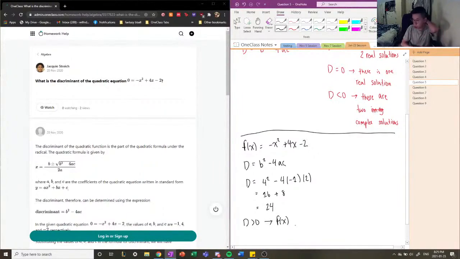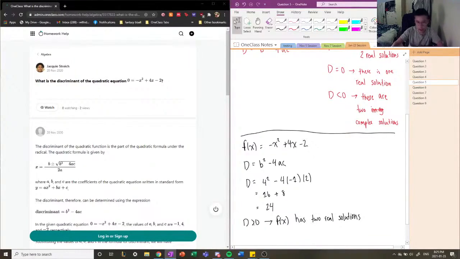Right? So since d is greater than 0, we know that f of x has 2 real solutions. So the discriminant helps us to know how many solutions there are, but it does not give us the magnitude or the value of these solutions itself. And to do that, you'll have to either factor it or use the quadratic formula to find it.